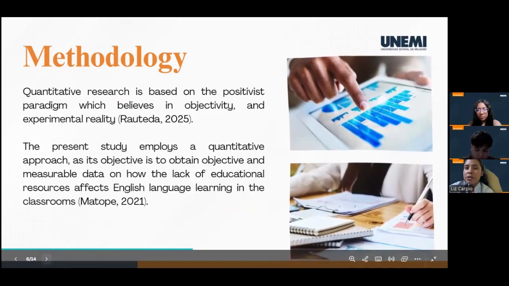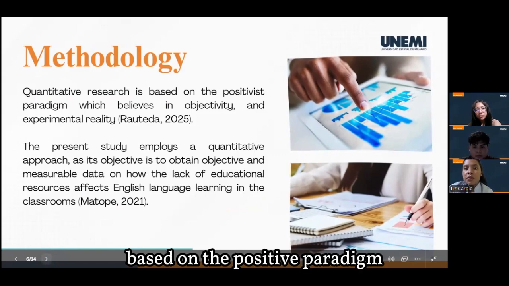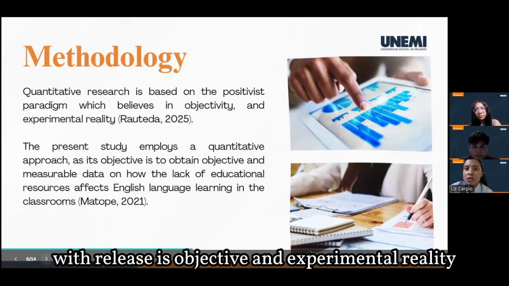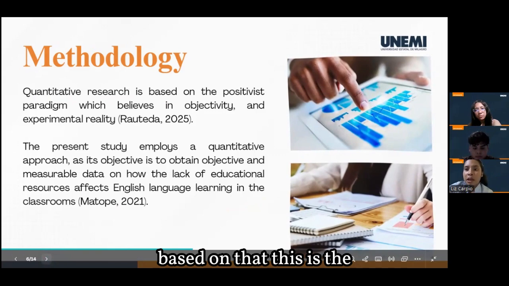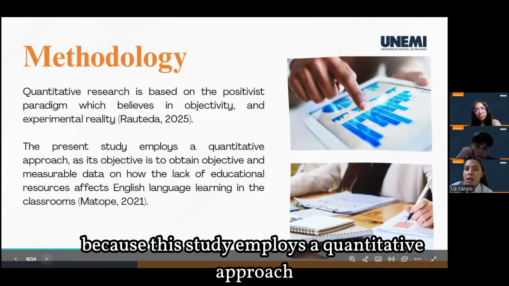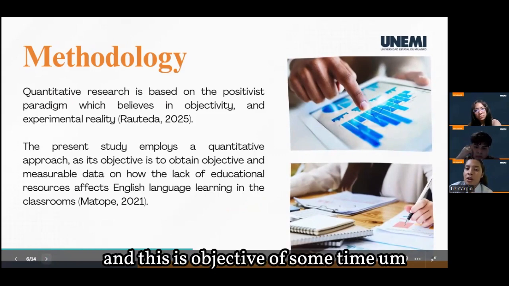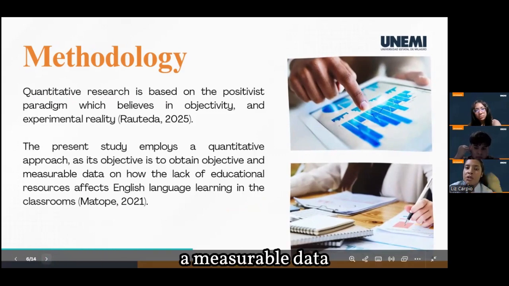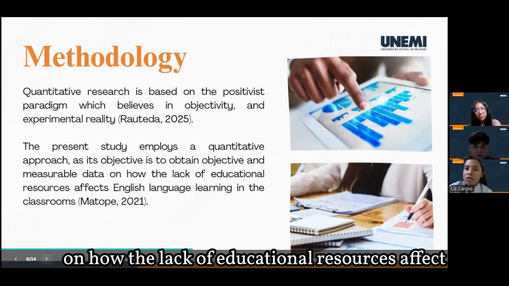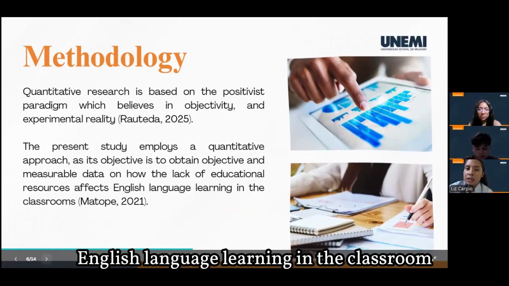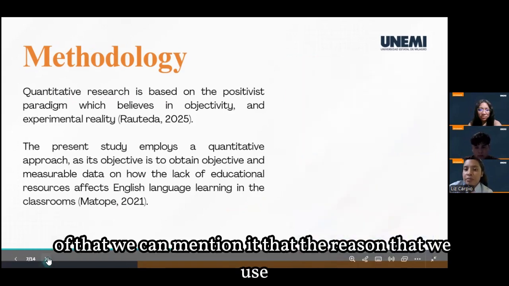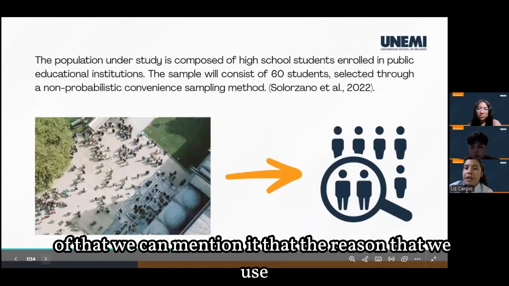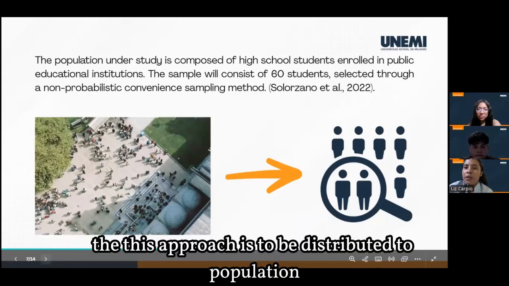Okay, continue. We have the methodology. From 2020 to 2025, the study is quantitative, based on the positivist paradigm, with an objective and experimental reality. We chose this approach because this study employs a quantitative approach that is objective and at the same time gives measurable data on how the lack of educational resources affects English language learning in the classroom.